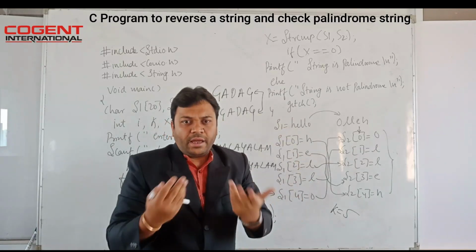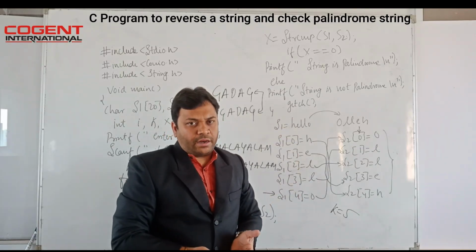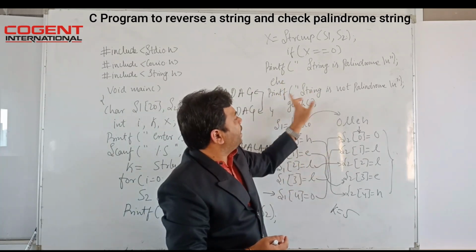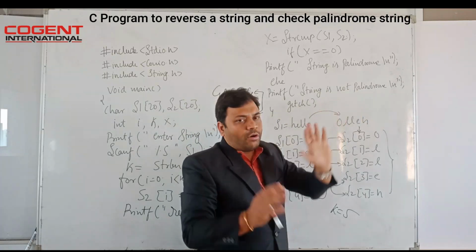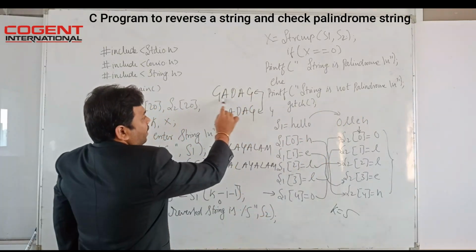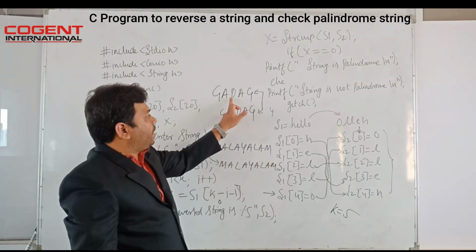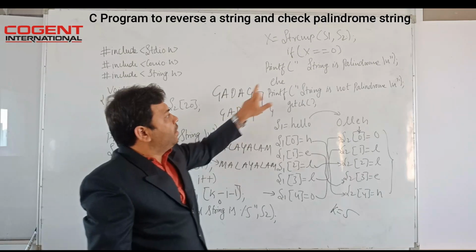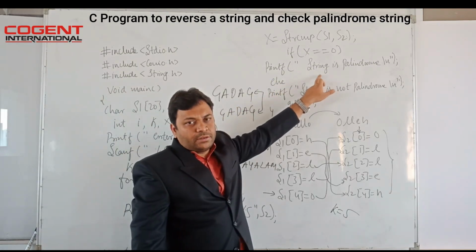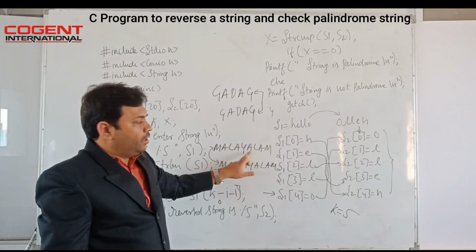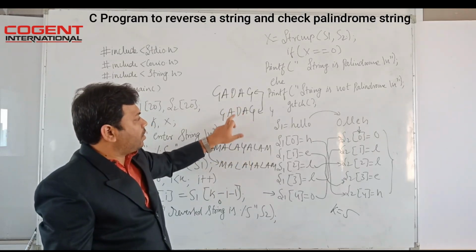So after reversing, I am not getting the original string here. So hence the string is not a palindrome. I'll get the message as what? The string is not palindrome here. But if I consider this case, if I reverse this string, I'm getting the original string here. So at that time the string is a palindrome. So the same case in the Malayalam here. Getting my point? So these types of strings are called what?